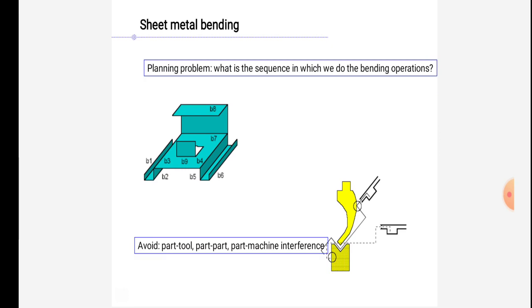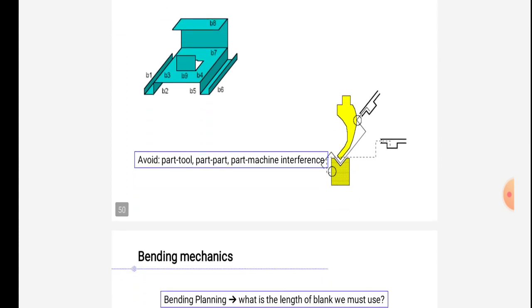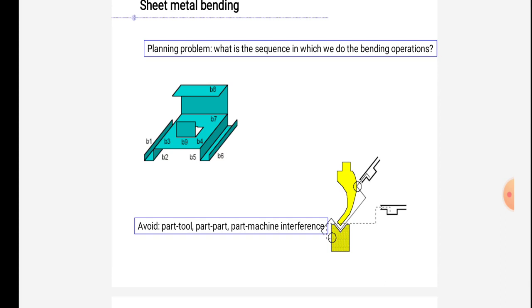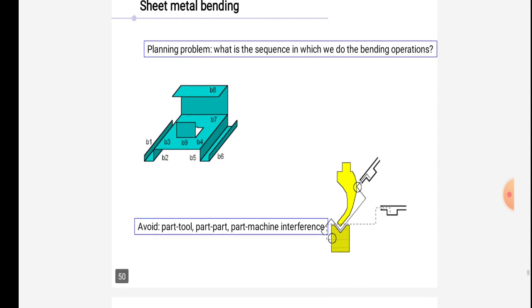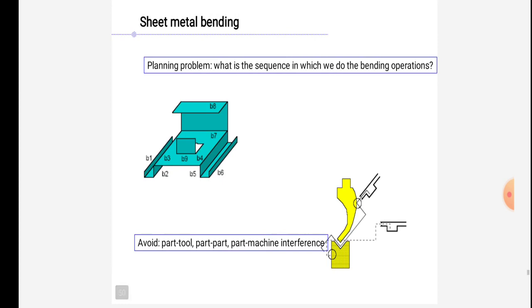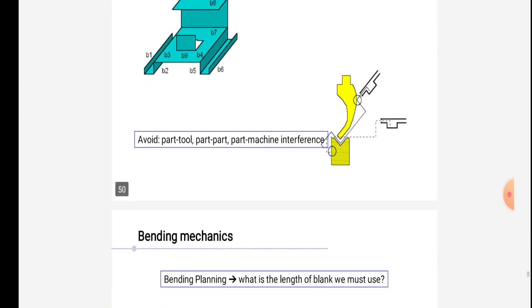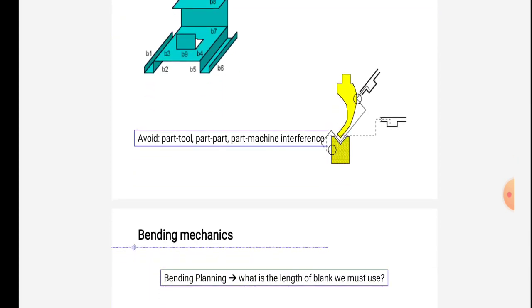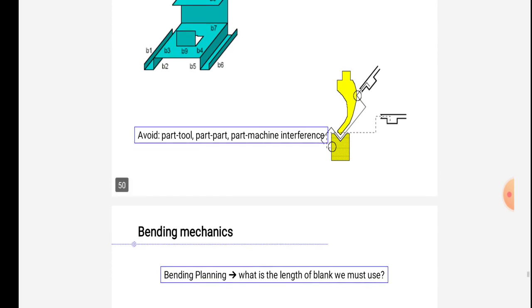In the bending operations, sheet metal bending planning problems: what is the sequence in which we do the bending operations? That is given in the diagram, how we have to process the sheet metal bending. Avoid part to tool, part to part, part to machine interference.